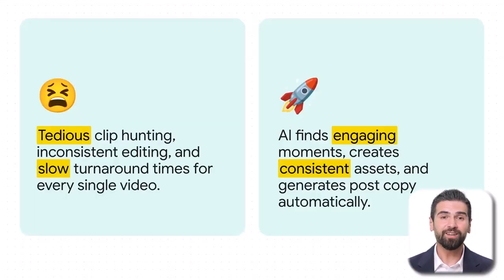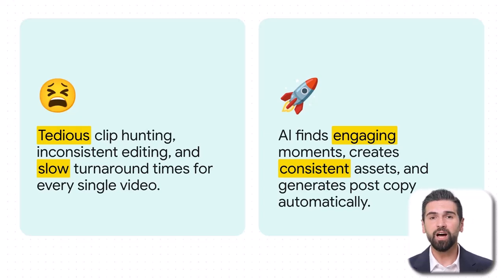This chart right here, it really says it all. It's the before and after. On one side, you've got the world you're probably living in now. The tedious clip hunting, the edits that are maybe a little inconsistent, the slow turnarounds, and then you still have to write all the social media copy from scratch. But on the other side, that's the AI-powered future. AI finds the best moments for you, it creates perfectly consistent clips in minutes, and it even drafts the social media posts to go with them. It's a total game changer.